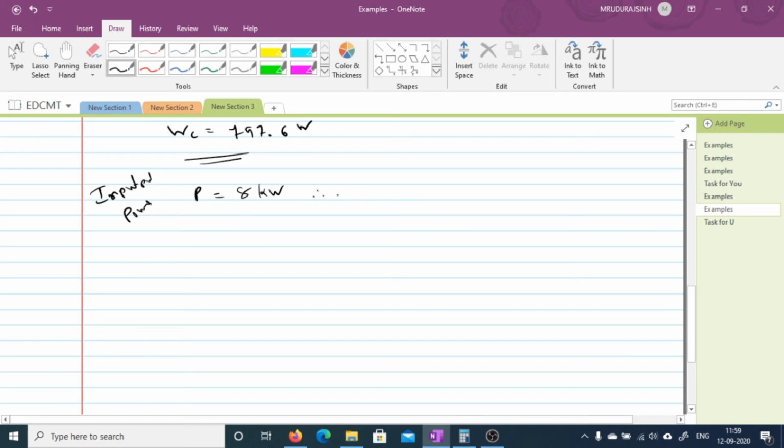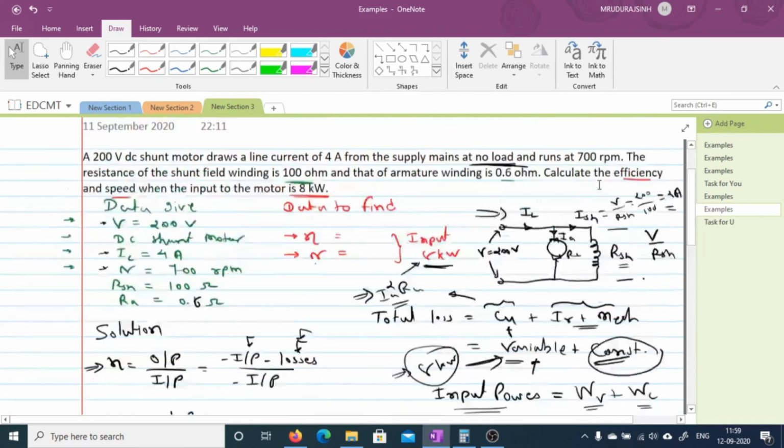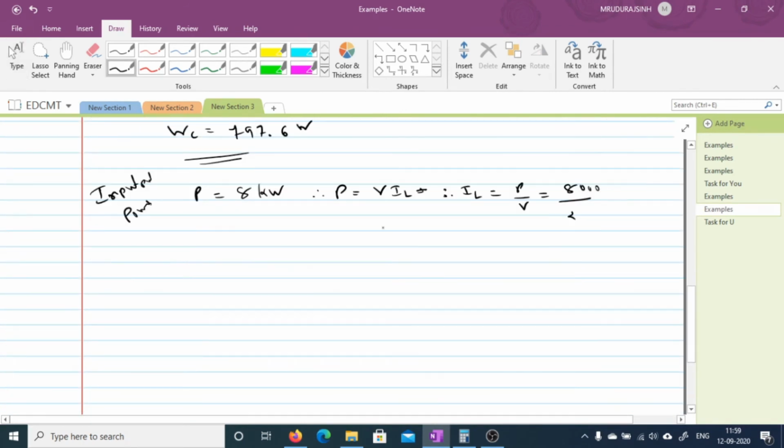So this P is equal to V into IL. First of all we'll find the load current, and from that load current we'll find the armature current. So IL is equal to P by V, 8000 watt divided by voltage, which is 200 volt. So 8000 divided by 200 gives us 40 ampere, right?